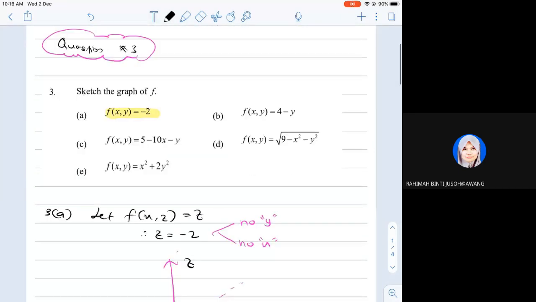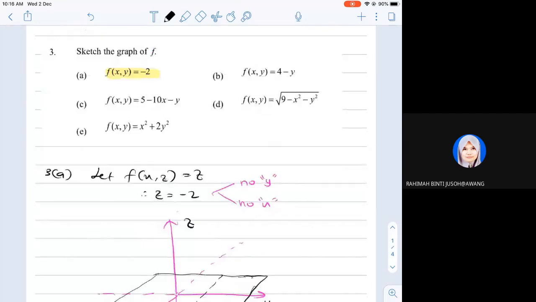Next, question D. What type of shape do we have here? Question D.